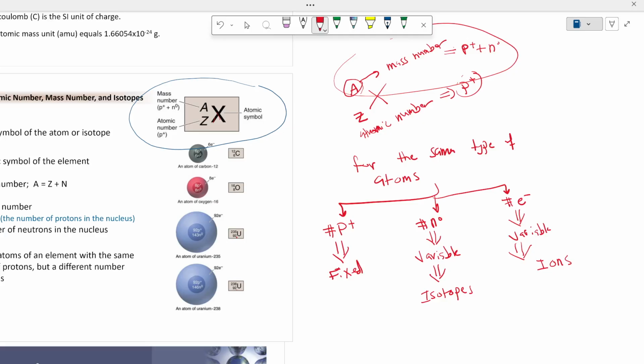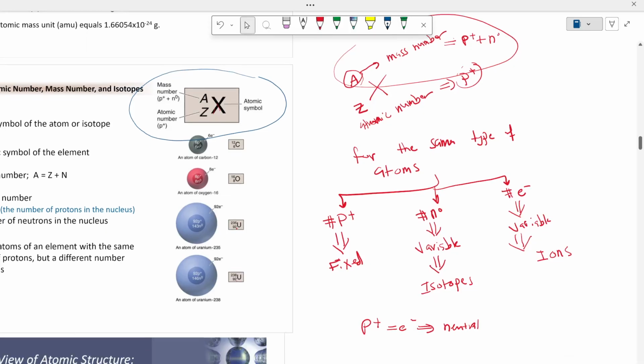Now, electrons, as we said, have negligible mass, but they have considerable charge. So if the atom contains the same number of protons and electrons, the protons equals electrons, then this atom will be neutral. Now, if any atom contains more or less number of electrons compared with the protons, then we'll form ions.